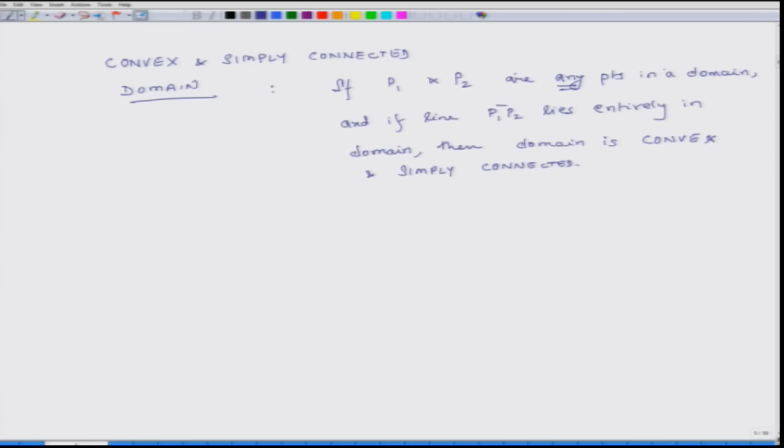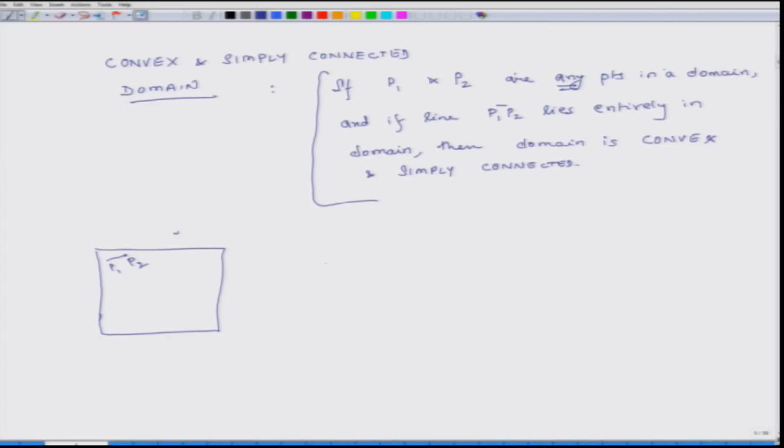Okay. What does that mean? Consider this domain. This is a rectangular domain. Now, you take any 2 points, P1 and P2. This statement has to be true for all sets of all the points in the domain. So, you take any 2 points and if you join them through a line, that line will always remain in the domain. Okay. So, this is an example of a simply connected as well as convex domain.